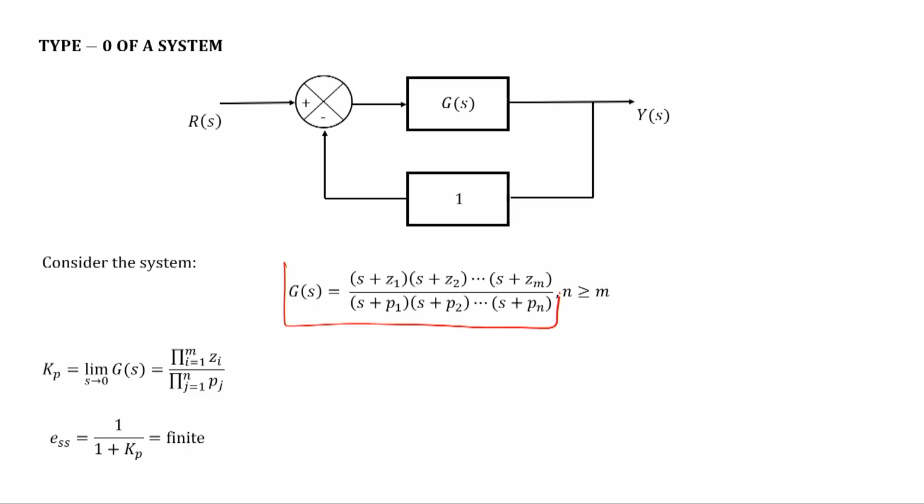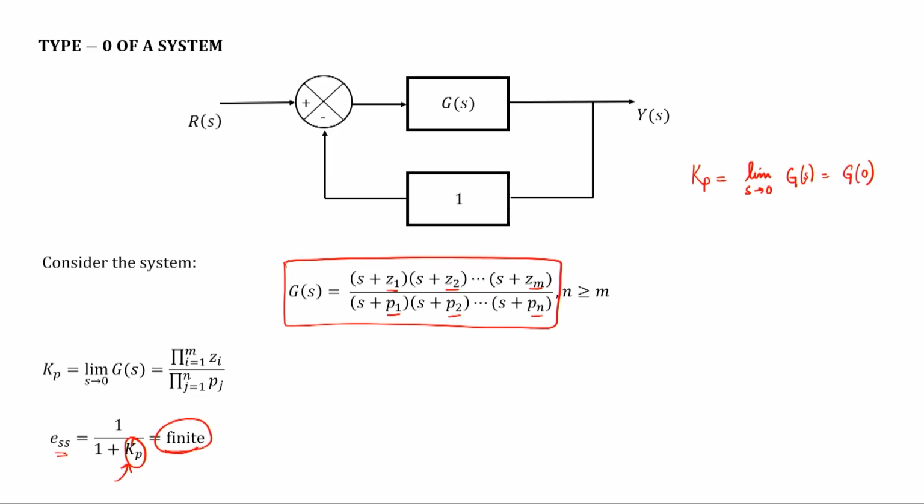Now, you see what was the error constant? The definition of the position error constant Kp was the limit of s tending to 0 of G(s), or G of 0. Now, if you put G of 0 here, this is what you will get: the product of z1, z2 to zm, because s equal to 0, and here the product of p1, p2 to pn. This is a constant number. In that case, what will be ESS? ESS will be 1 by 1 plus a constant number here. It is not infinity or 0, it is a constant number. So, it means that we will get a finite steady state error.